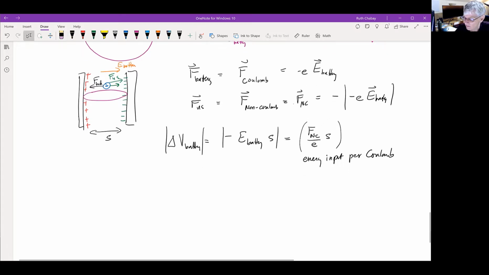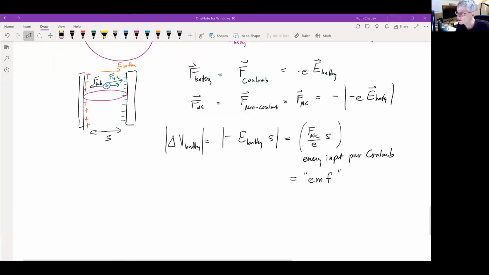And this has a name. It's called the EMF of the battery. EMF is a really strange term. Whoops, that was not what I intended to do, sorry.